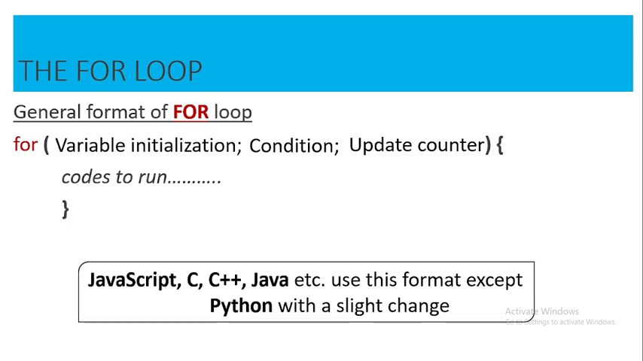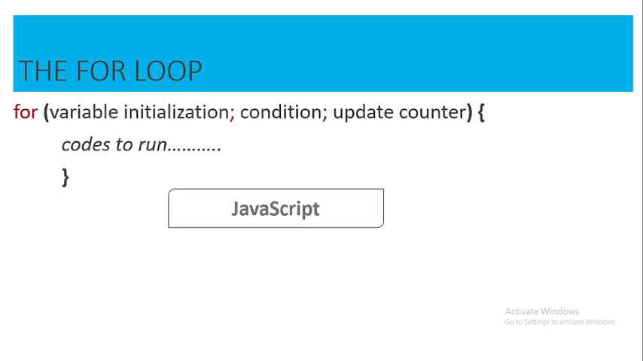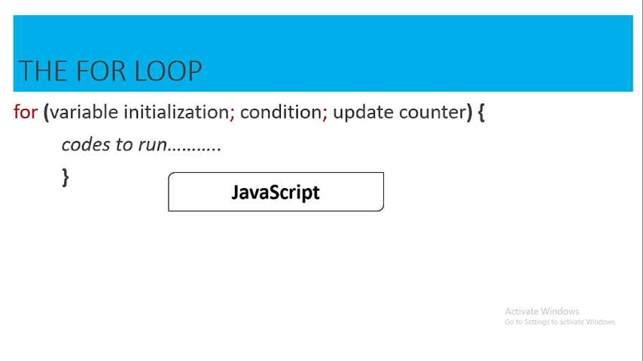JavaScript, C programming language, C++, and Java all use this format, except Python, which has slight changes in how the for loop is constructed. In JavaScript, C++, and Java, they use this format to construct a for loop. Let's see how to construct a for loop in JavaScript.